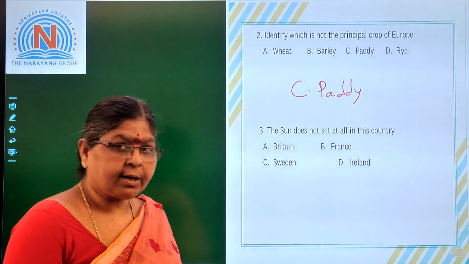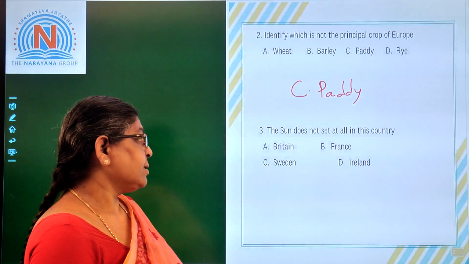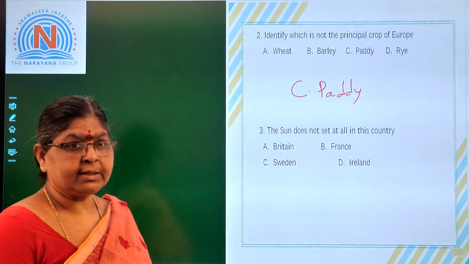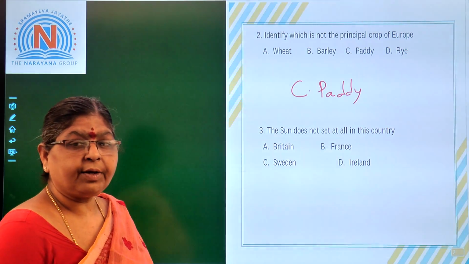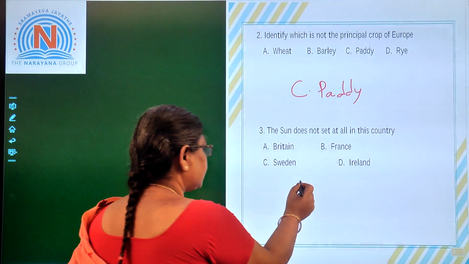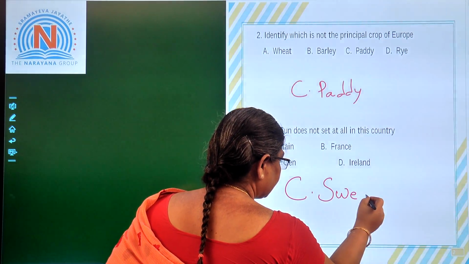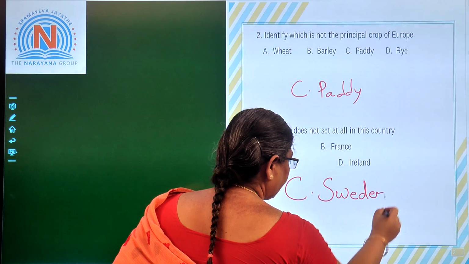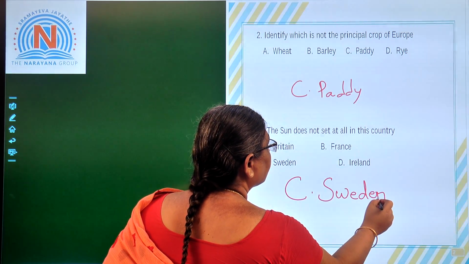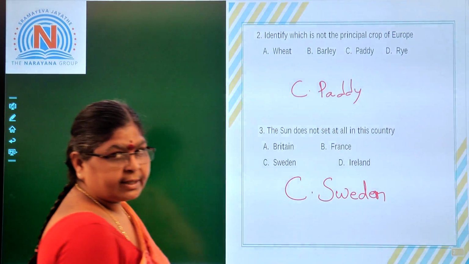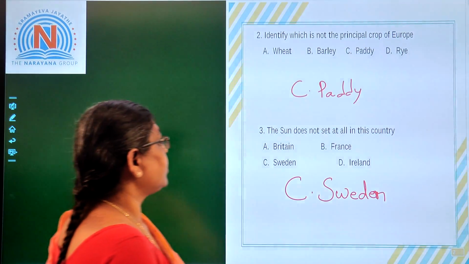In Britain the sun rises and sun sets. France the sun rises and the sun sets. Ireland the sun rises and sets. Then the country that is Sweden. Option C, Sweden is the answer. Okay children. So, in Sweden the sun never sets.